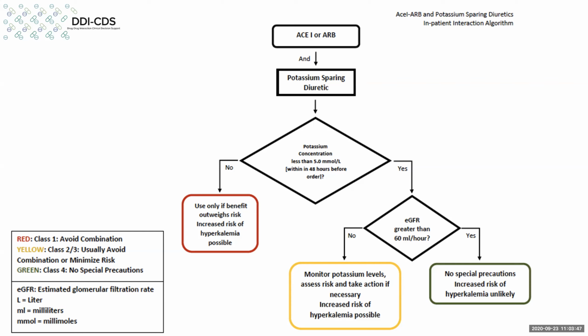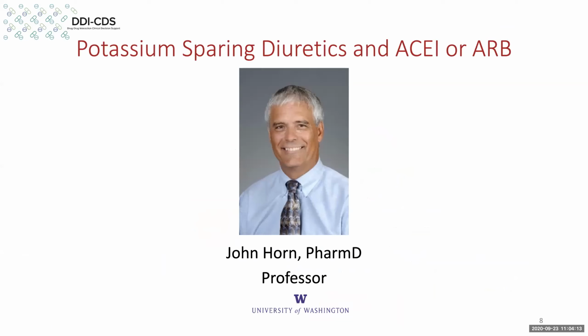One of the things that we'd like to do is give you some data that supports our cut point for this threshold of 5 millimoles or milliequivalents per liter within 48 hours. It gives you a sense of the evidence that goes behind that and why we think that this algorithm is probably a good way of approaching this particular drug interaction warning. What I'd like to do next is turn it over to Dr. John Horn, who's a professor emeritus at the University of Washington. John is going to present to us the evidence associated with hyperkalemia and exposure to these medications. So John, how about I turn it over to you?